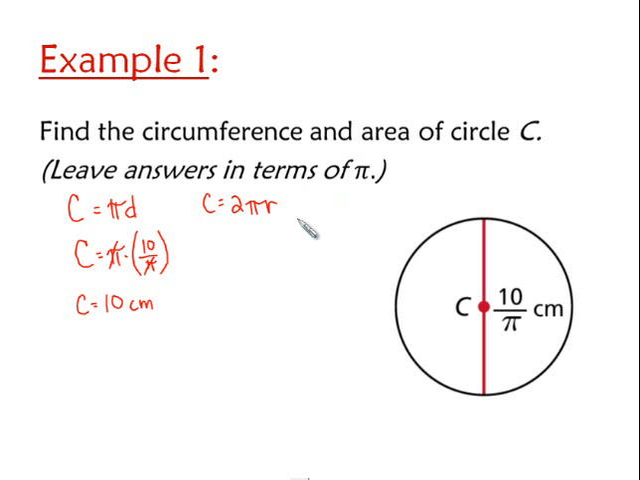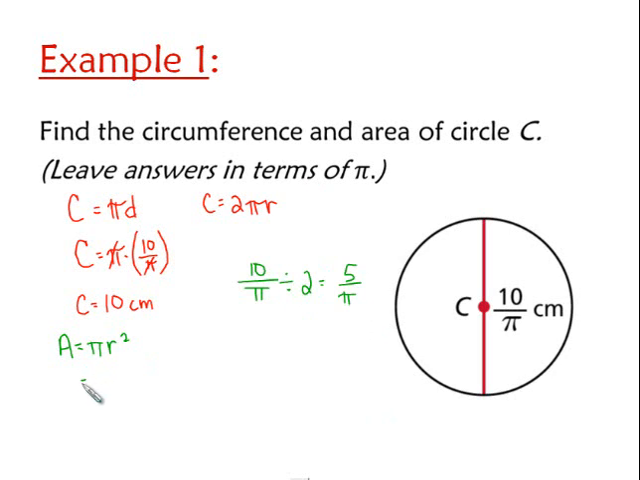Okay, next they want me to find the area of the circle. For the area of the circle, the equation is pi times your radius squared. Well, if you look here, I don't know the radius, I know the diameter. But to get the radius, I just have to divide the diameter in half. Right now, I have 10 over pi. If I want to get the radius, I just have to divide this by 2. Basically, you're just dividing the numerator. 10 divided by 2 gives you 5. And then pi is still there.